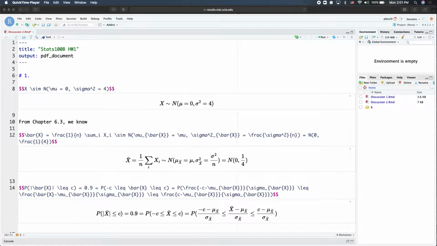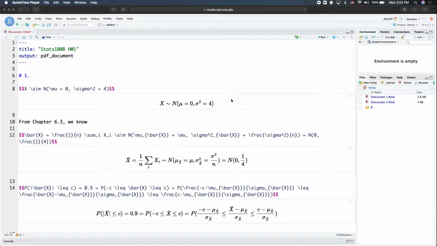So for the first question, it's asking about the sum of 16 independent random variables, each of them following a normal distribution with mean 0 and sigma square equal to 4. The question is asking first about the distribution of x bar, and then our quantity of interest is the probability that the absolute value of x bar is less than c equals 0.9, and find the value for c.